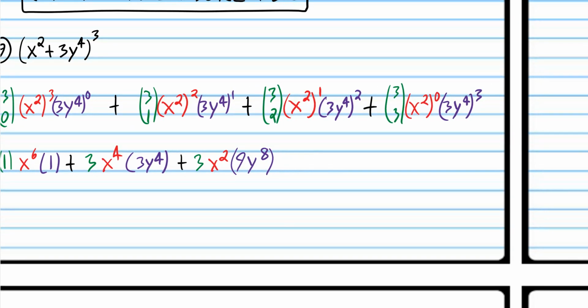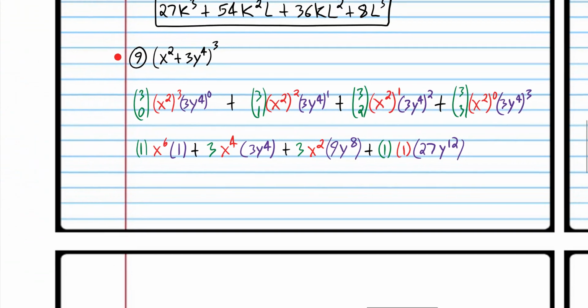And how many ways can you choose 3 things out of 3? That's 1. And then x squared raised to 0 is 1. And then 3y to the 4th raised to the 3 is 27 y to the 12th. Again, you're going to use rule number 3 first, and then rule number 5 of the exponent rules to calculate that.